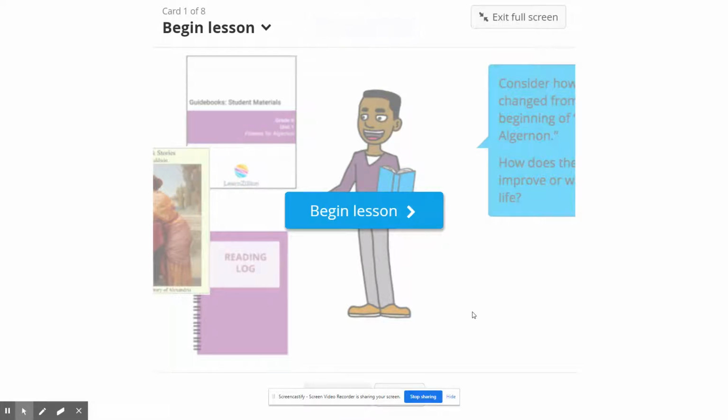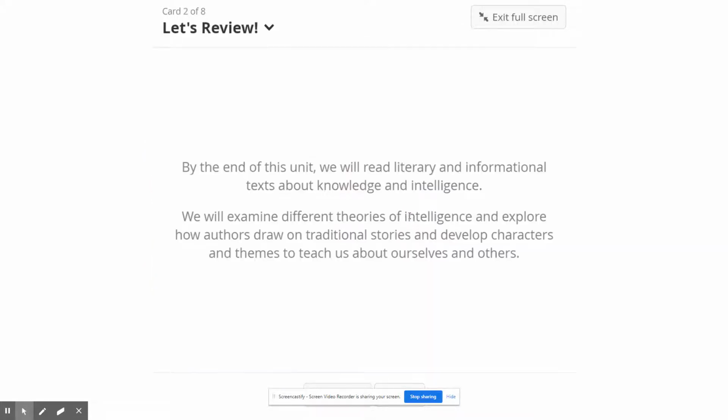Hi guys, we are going to start lesson one for our unit Flowers for Algernon today. And by the end of our unit, you're going to have read several pieces of text, literary and informational, about knowledge and intelligence. We're going to look at different theories of intelligence and explore how different authors use traditional stories to develop characters and themes to teach us about ourselves and others.